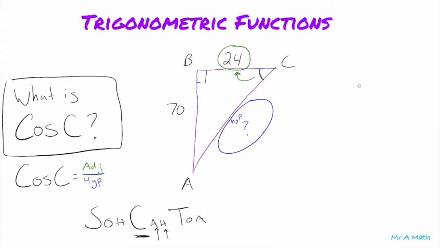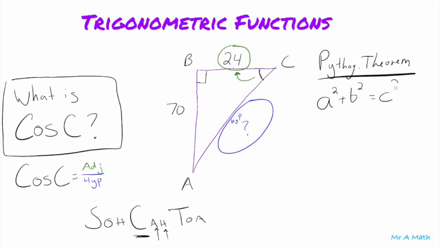Well, if this is a right triangle, I know that I can use the Pythagorean Theorem. The Pythagorean Theorem says a squared plus b squared, and those are the two shorter legs of the triangle, is equal to c squared, which is the hypotenuse squared. I can plug in my numbers. It doesn't matter if I do 70 squared plus 24 squared, or 24 squared plus 70 squared, as long as my a and b are representative of my two smallest sides, then I'll be fine.